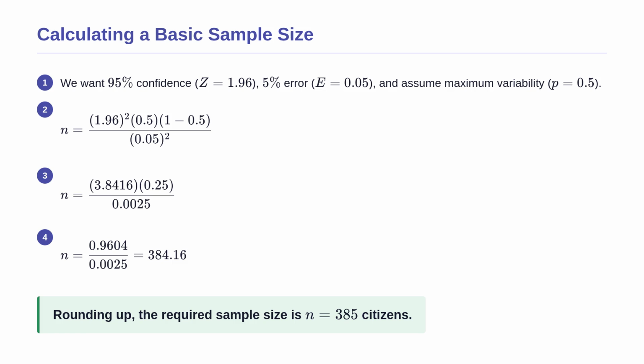We plug these values into Cochrane's formula. First, we square the z-score to get 3.8416 and the margin of error to get 0.0025. Multiplying the numerator terms gives 0.9604. Dividing this by the denominator gives 384.16. Since we cannot survey a fraction of a person, we round up. Our final answer is 385 citizens.